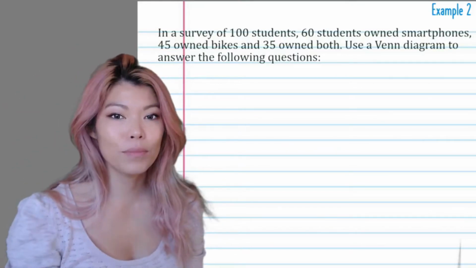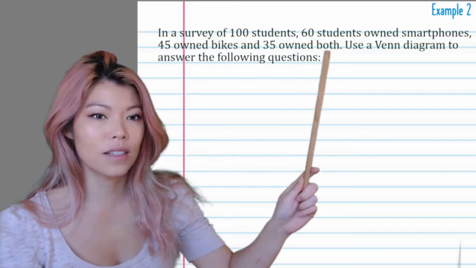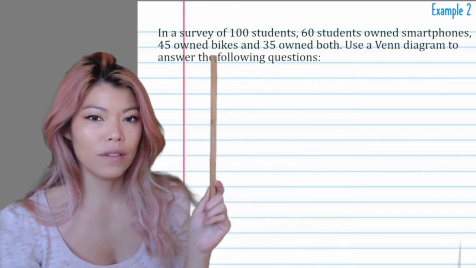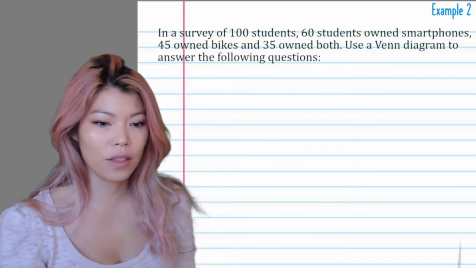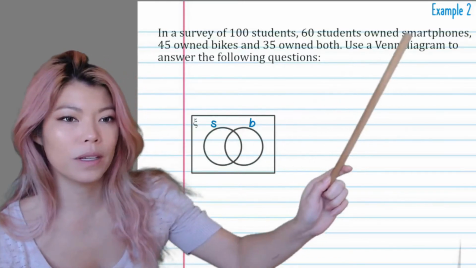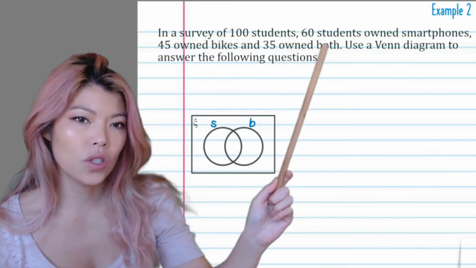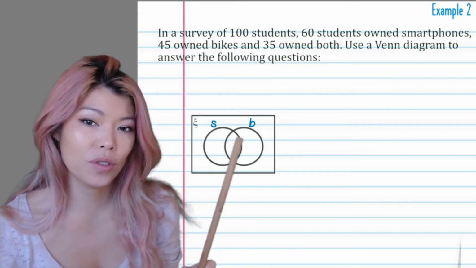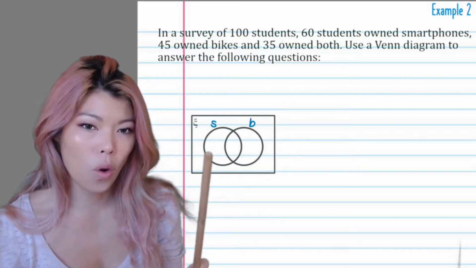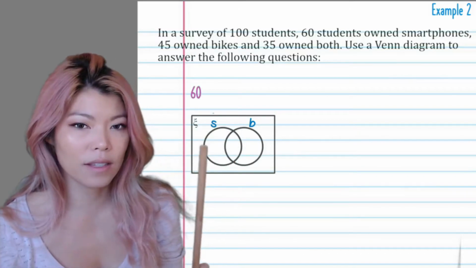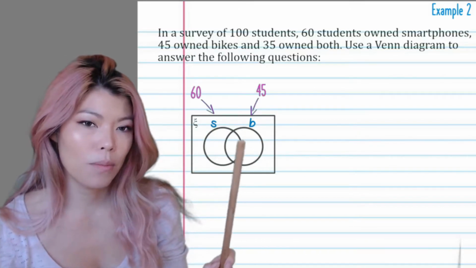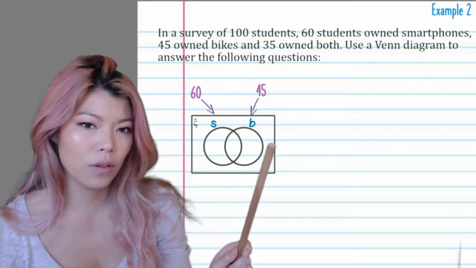Okay, example 2. In a survey of 100 students, 60 students own smartphones, 45 own bikes, and 35 own boats. Let's do a Venn diagram. So we're going to pick S for smartphones and E for bikes. Now, instead of writing 60 students inside the circle, which is confusing, we know 60 is the whole circle. We're going to write it outside like that. Same with the bikes. So we know there's 45 and we're going to write it outside.